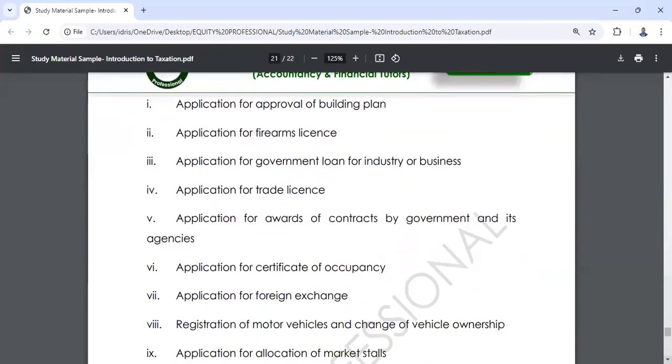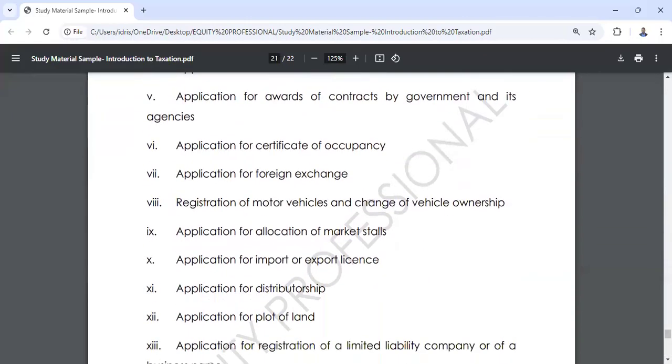Application for a certificate of occupancy. You want to collect a C of O for your land. They will ask for your tax clearance certificate. Application for a market store. You want to collect a market store, a market built by government. You want to buy it. They will ask for your tax clearance certificate. Application for a motor vehicle license or vehicle ownership. They will ask for your tax clearance certificate.